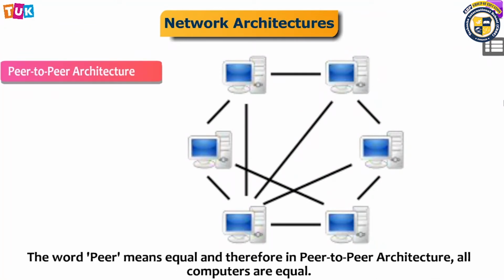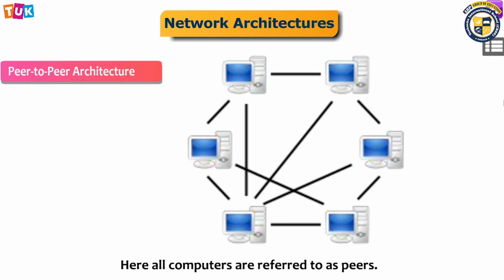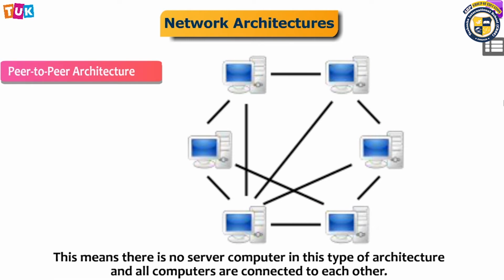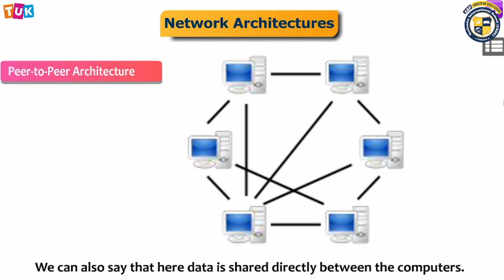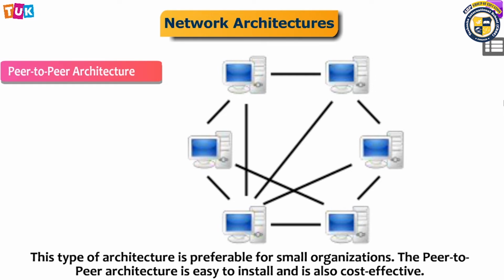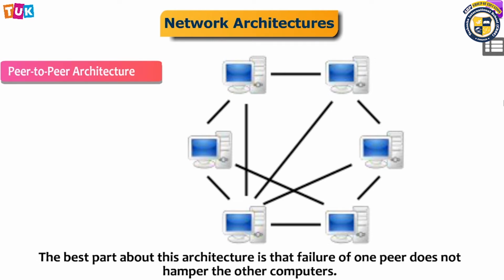Peer-to-peer architecture. The word peer means equal, and therefore in peer-to-peer architecture all computers are equal. Here all computers are referred to as peers. This means there is no server computer in this type of architecture and all computers are connected to each other. We can also say that here data is shared directly between the computers. This type of architecture is preferable for small organizations. The peer-to-peer architecture is easy to install and is also cost effective. The best part about this architecture is that failure of one peer does not hamper the other computers.